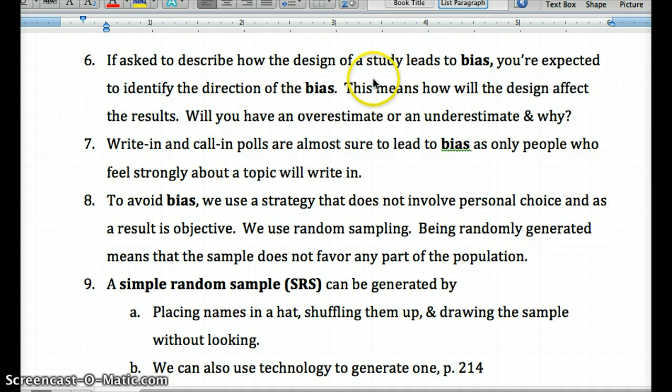So when asked to describe how a study leads to bias, you want to identify the direction of the bias. That means how this design will affect the results. As a result of your convenience sample or your voluntary response sample or whatever poor sampling method you use, how will it influence the direction of your bias?